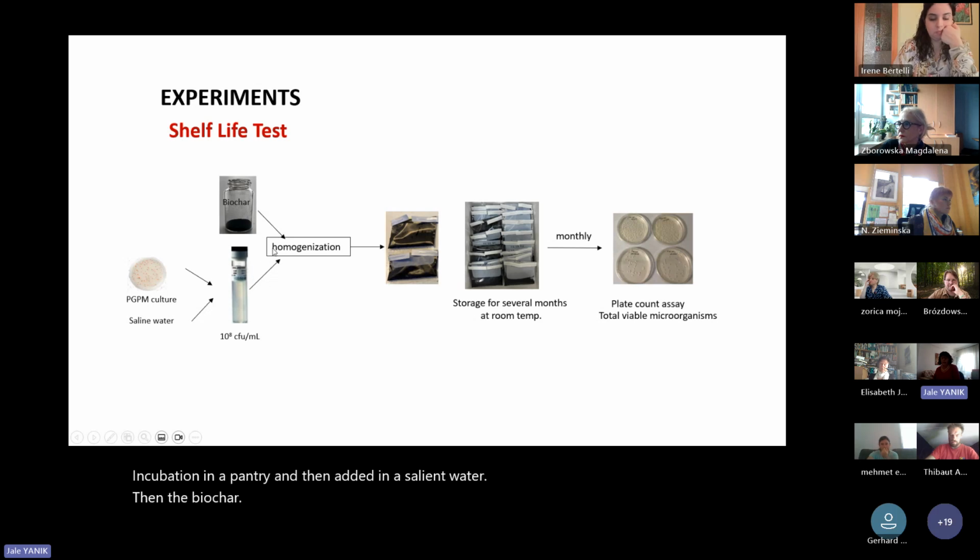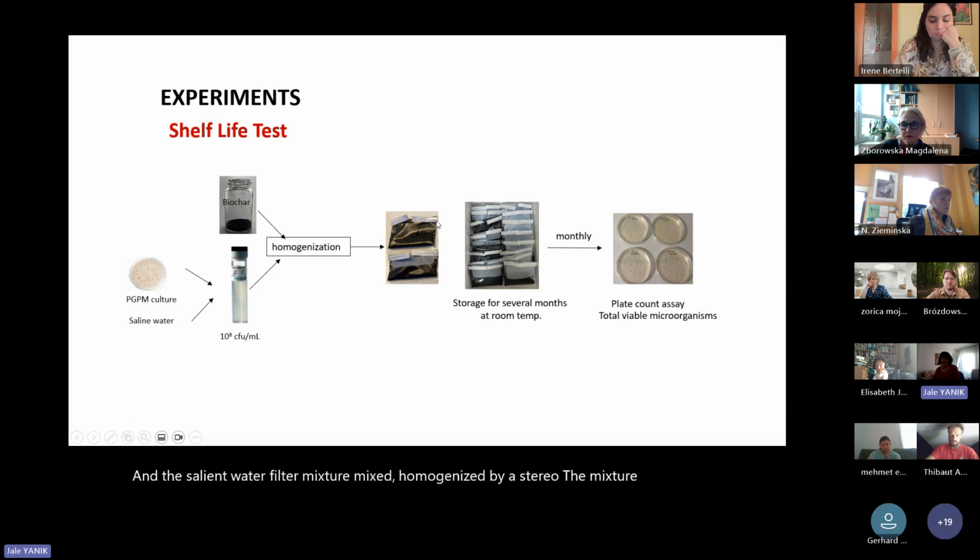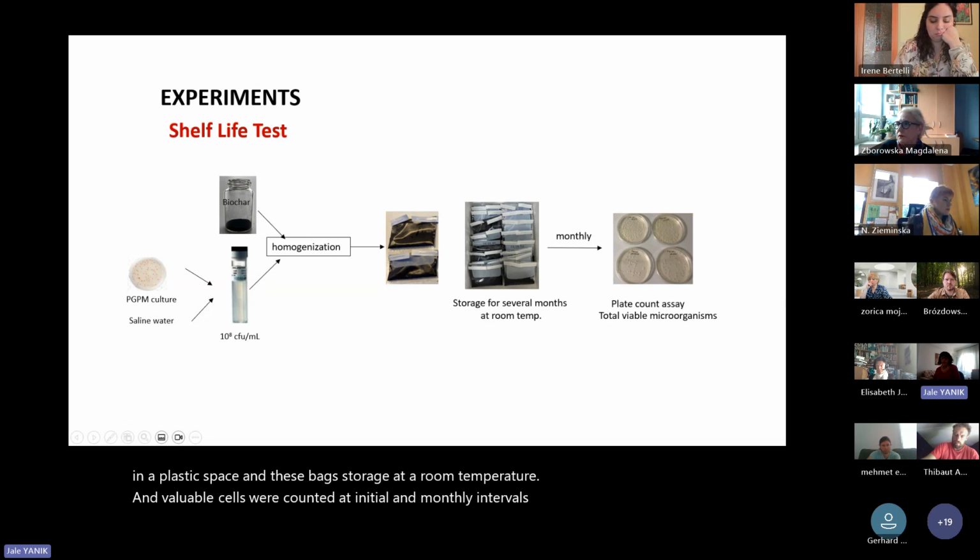and the saline water culture mixture were mixed and homogenized with a sterile loop. The mixture was placed in plastic bags, and these bags were stored at room temperature, and viable cells were counted initially and at monthly intervals for several months by the plate count method.